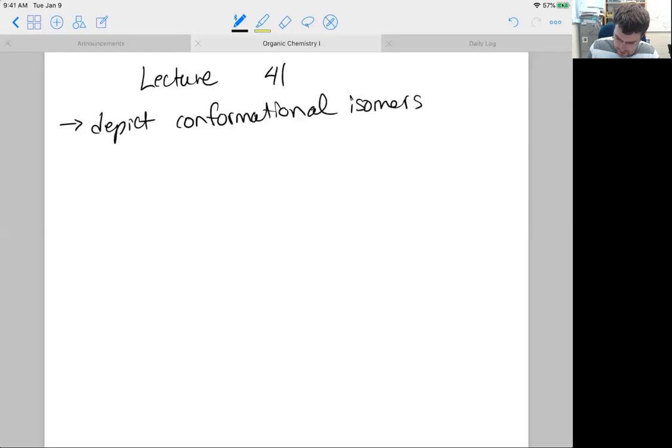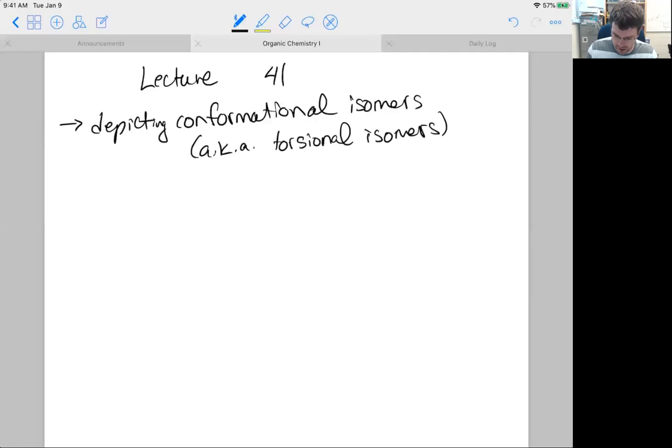So this is depicting conformational isomers. These are also called torsional isomers. I'll mention that, and I don't think I'll use that word too often, but due to torsion created by twisting a sigma bond, that's where that term comes from. But I'm going to try not to use that. I'll stick with conformational isomer.